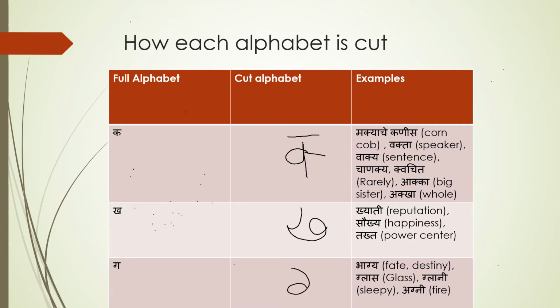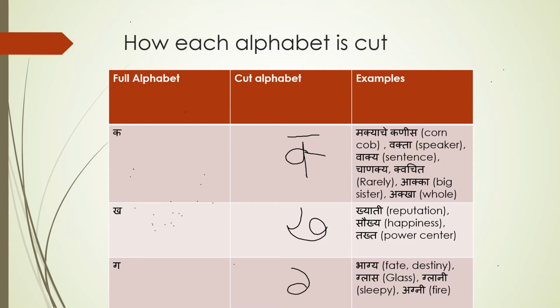Now let's look at Kh. The standing line that keeps the Kh together is missing in this case. That's how the short Kh or half Kh is written. Khyati is an example. Saukhya, Takhta are a few examples where Kh is cut in half and to some extent even pronounced half.